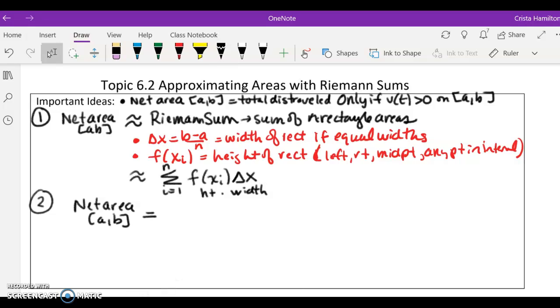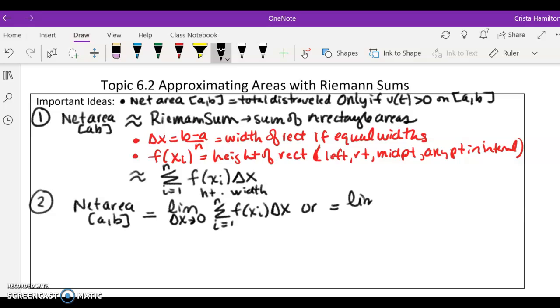Now, to turn this into the exact net area, instead of just an approximation, what we're going to do is a limiting process. So we want to add in the limit as delta x goes to 0 of this sum, f of xi delta x, which is going to equal the limit as n goes to infinity, the number of rectangles, of the sum i equals 1 to n, same f of xi, and delta x, and I'm going to write that as b minus a over n to get it in terms of n.